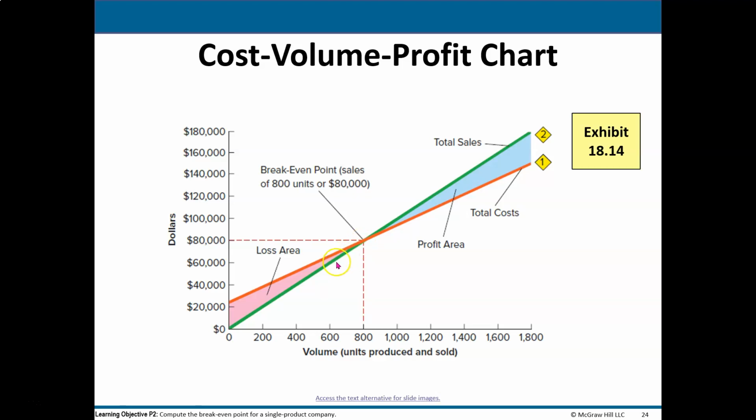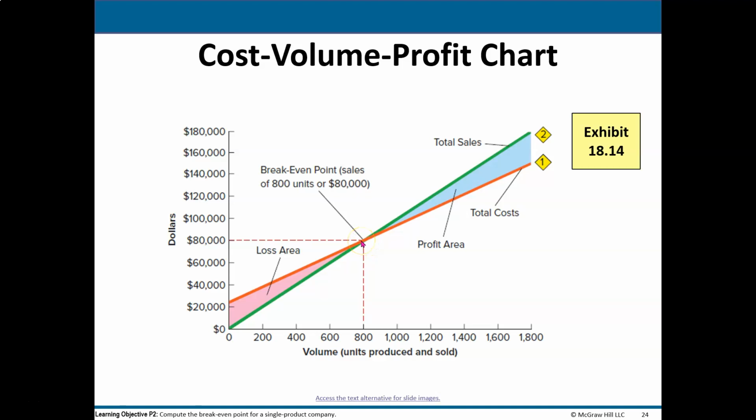Now, let's look at the shaded areas. The pink shaded area here is the difference between sales and total costs. This is where I'm operating at a loss. But if I have positive contribution margin, which I would expect to have, the more I sell, the smaller that loss is getting, up to the point now where I break even.